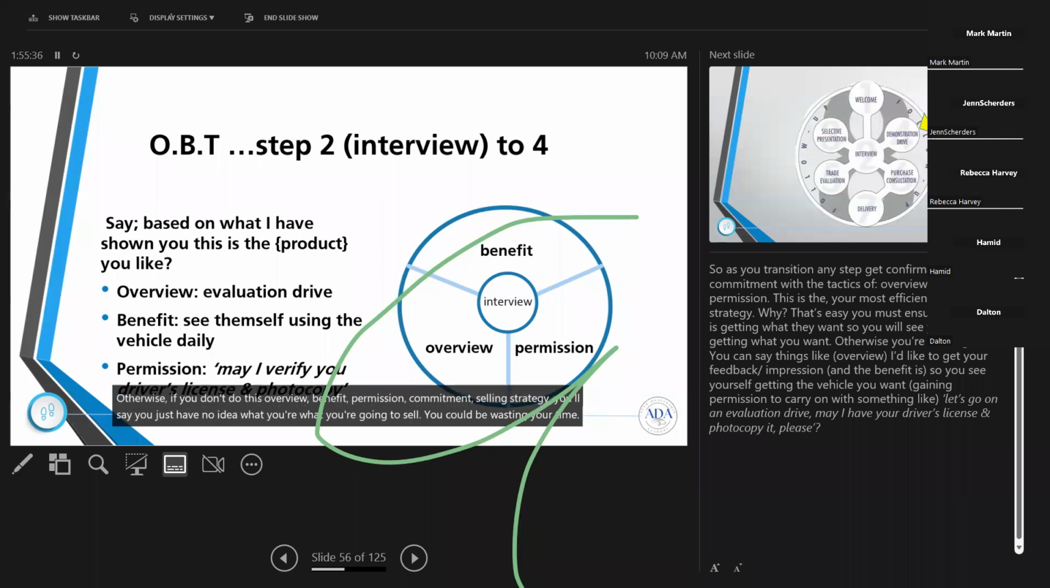You can say things on the overview with, I'd like to get your feedback or impression. And then the benefit is so that you see yourself getting the vehicle that you want. And then you gain their permission to carry on with something like this. Let's go on an evaluation drive. May I have your driver's license and photocopy it, please?